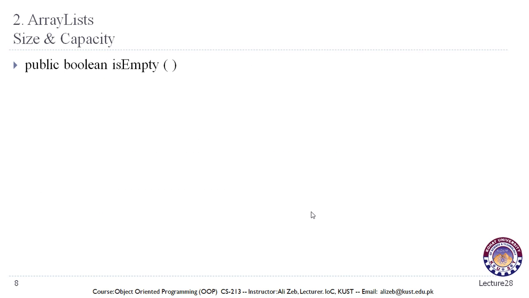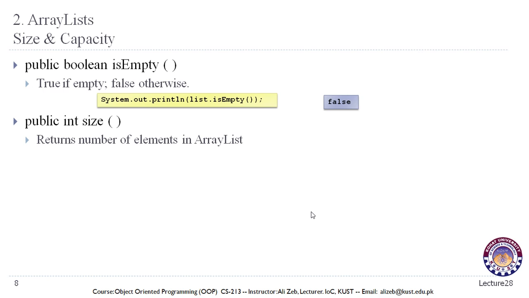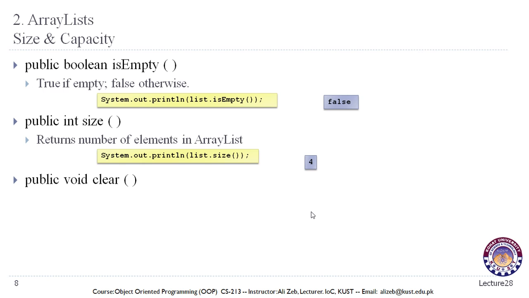The size and capacity. The isEmpty method checks if the array list is empty, and it will return true if it is empty, and it will return false otherwise. System.out.println(list.isEmpty()) will return a false in this case. Public int size returns the number of elements in the array list, and the size of our array list in this case is 4. Public void clear removes all elements and the size becomes 0.